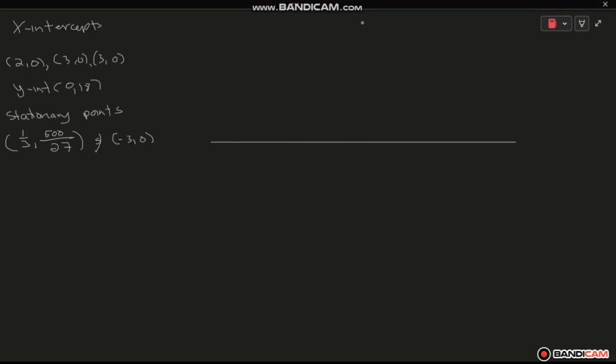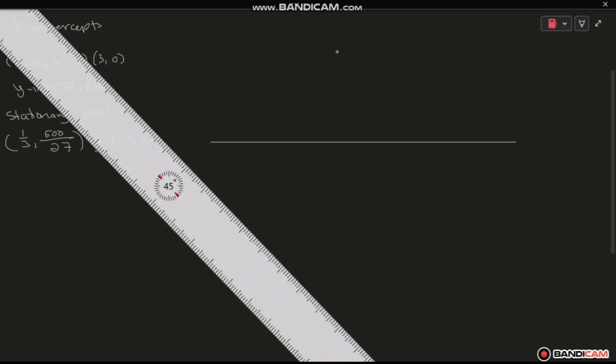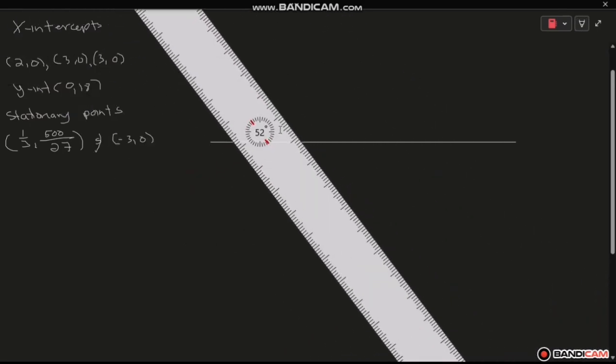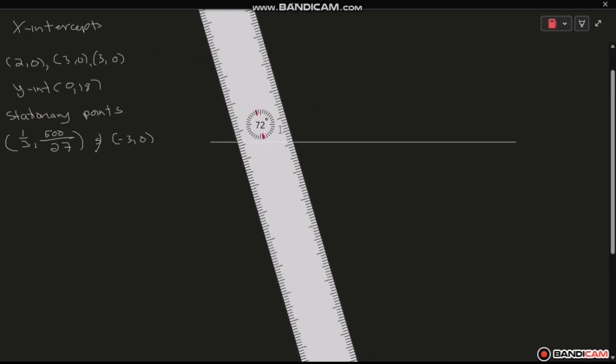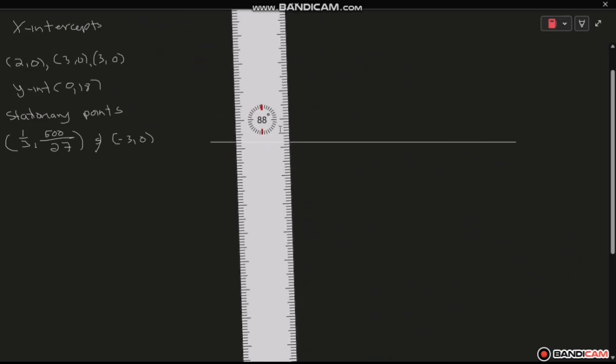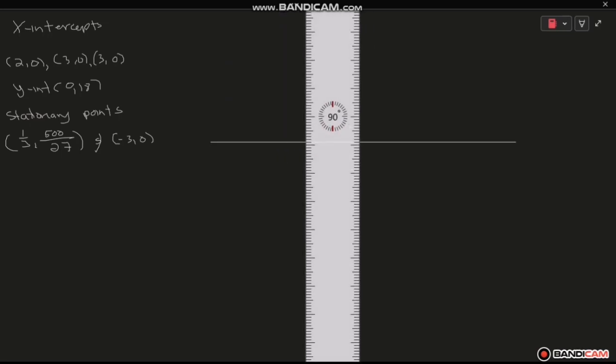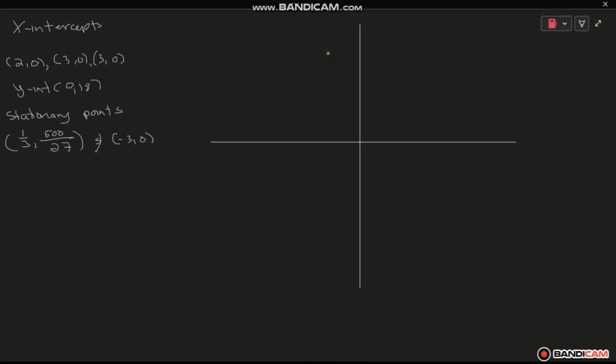Then let's try to sketch the graph of G by having these intercepts and the stationary points. Let me just use my ruler here. Then we try to draw it up here. Okay, let me just draw my line here. All right, then let's try to plot.